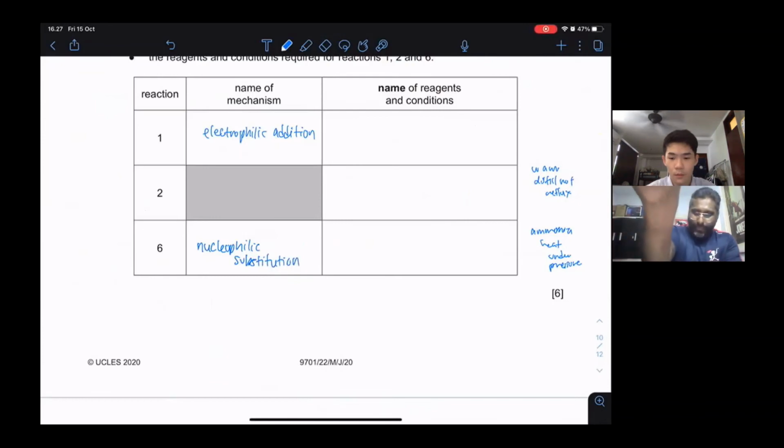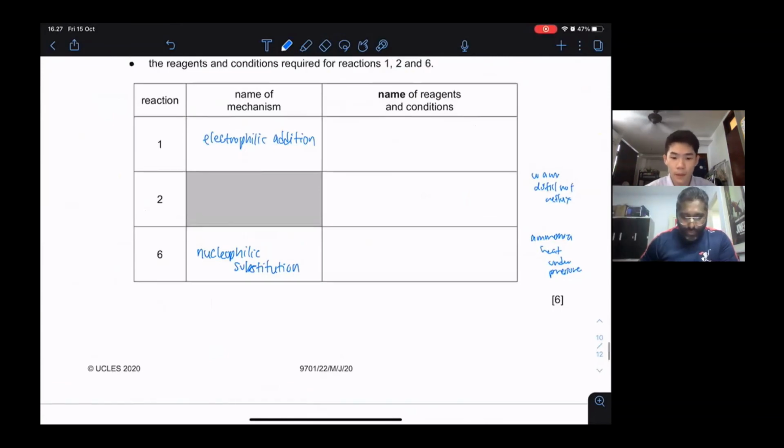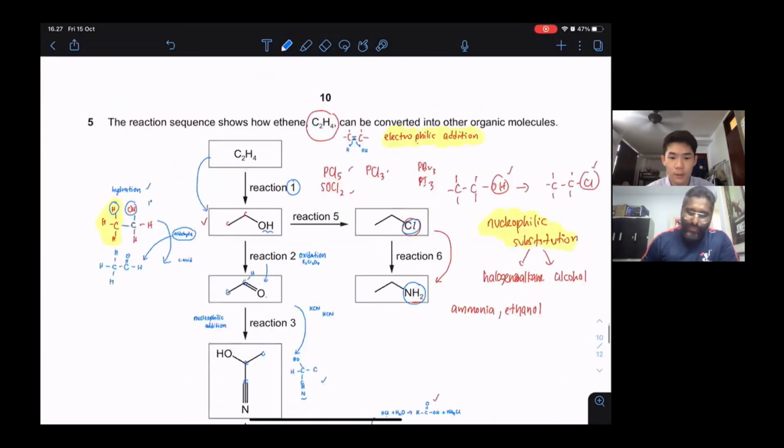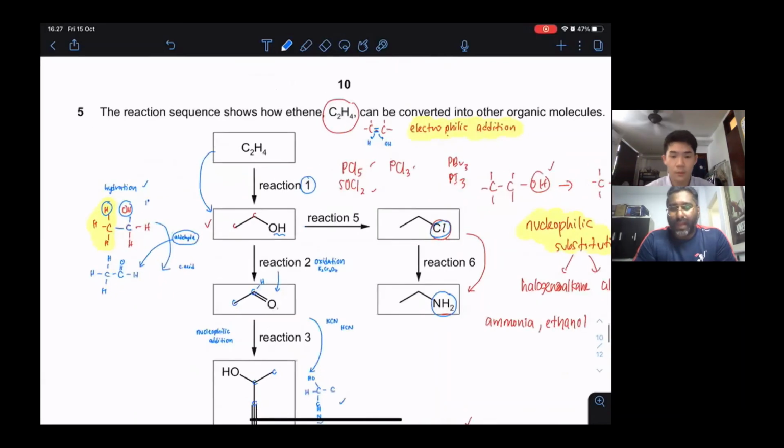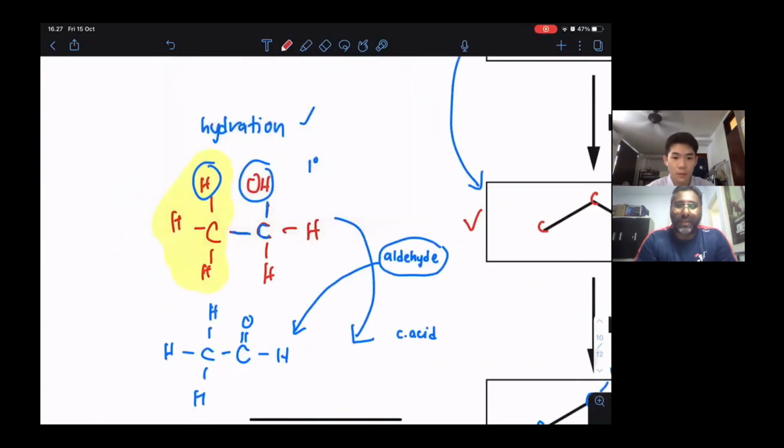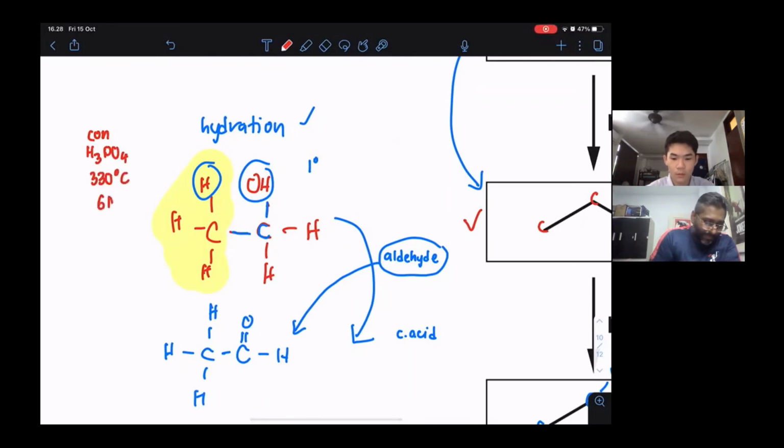And now, if we want to name the reagent and condition, you need to make sure you use the correct reagent and condition. So you see here, hydration, you need to memorize. That's the important part over here. When you have hydration, for the reaction to work, you must use a catalyst. The catalyst that we use must be concentrated phosphoric acid. And you should know that we need to use 330 degrees Celsius and 6 megapascal pressure. These are the conditions for this.